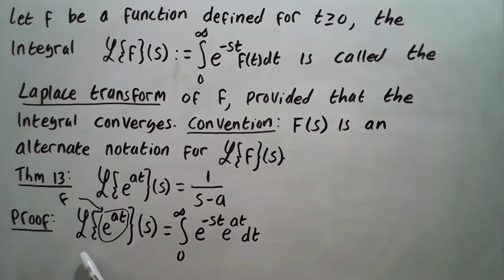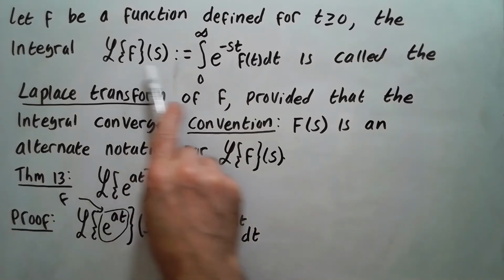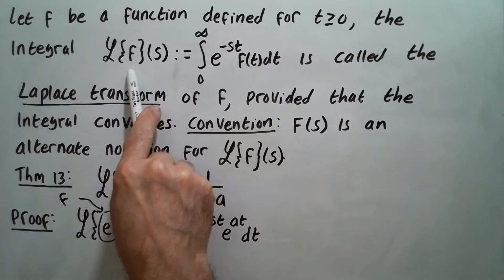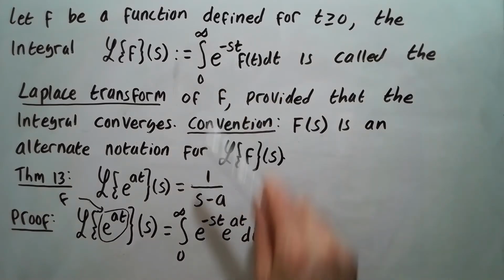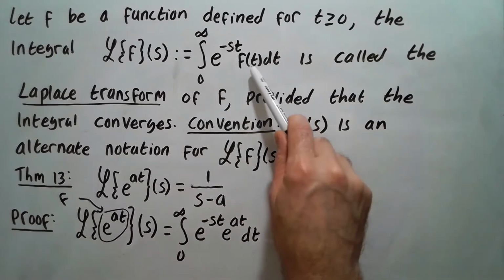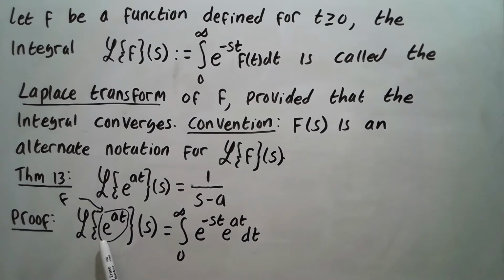Okay, so I'm going to apply the definition of Laplace transform with my f being e to the at. It's going to be the integral from 0 to infinity, which you have here, e to the negative st, which you have here, times my f. Well, my f this time is e to the at dt. Okay, so I need to integrate this.